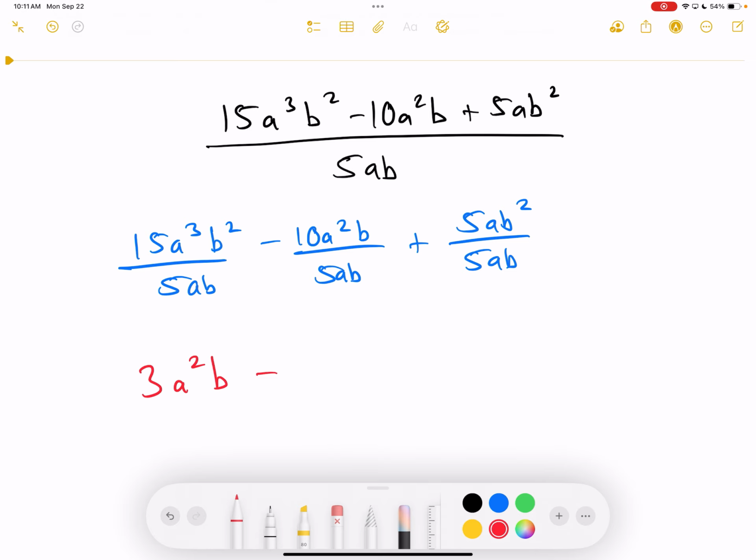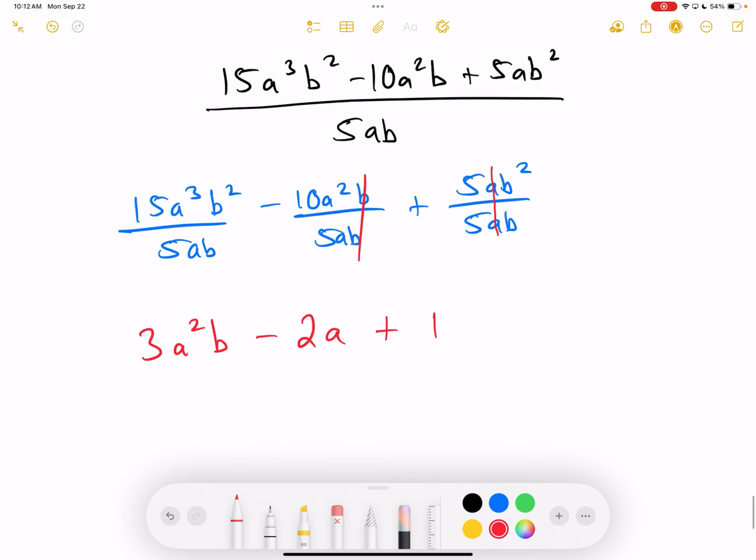On the next one, 10 divided by 5 is 2. 2 A's on top, 1 on the bottom. So that's 1 on top. The B's, 1 on top, 1 on bottom, they cancel out. 5 divided by 5 is 1. A on top, A on bottom, they cancel out. 2 B's on top, 1 B on the bottom, that'd leave me with 1 B, so I don't need to write that 1. So we just say the 5's cancel out, A's cancel out, 2 B's on top, 1 on the bottom, there's 1 extra B on top. All right, that's polynomial.